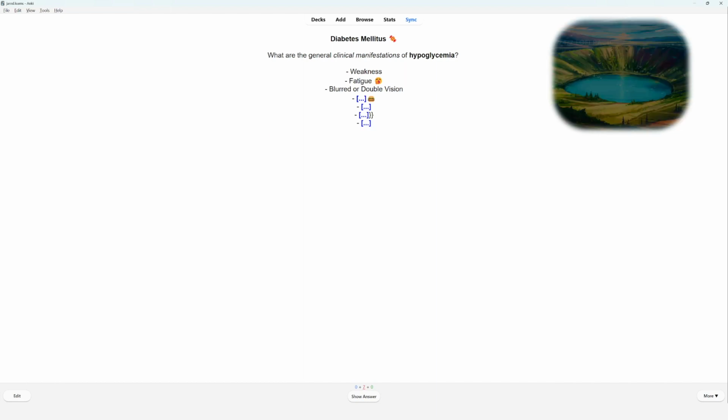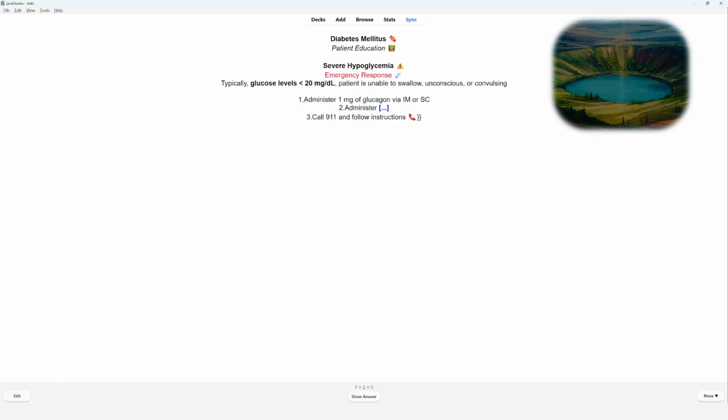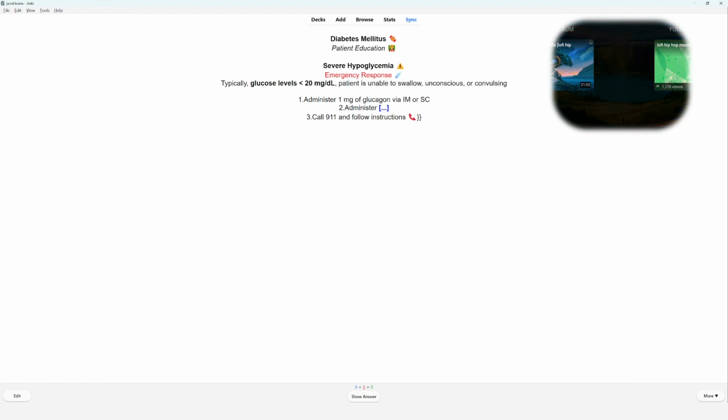Polyphagia, tachycardia, headache, and tremors. Hyperglycemia, nausea, vomiting, abdominal pain, dehydration. Administer another milligram of glucagon after 10 minutes if they're still unconscious.